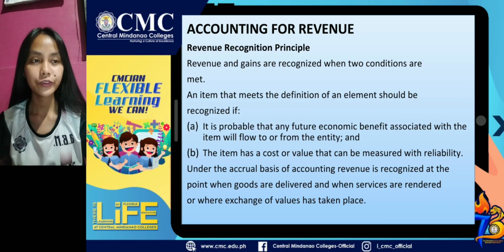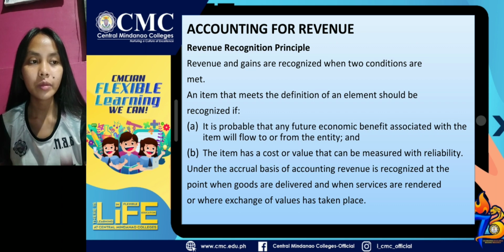Next, accounting for revenue. Revenue recognition principle. Revenue and gains are recognized when two conditions are met. An item that meets the definition of an element should be recognized if it is probable that any future economic benefit associated with the item will flow to or from the entity, and the item has a cost or value that can be measured with reliability.